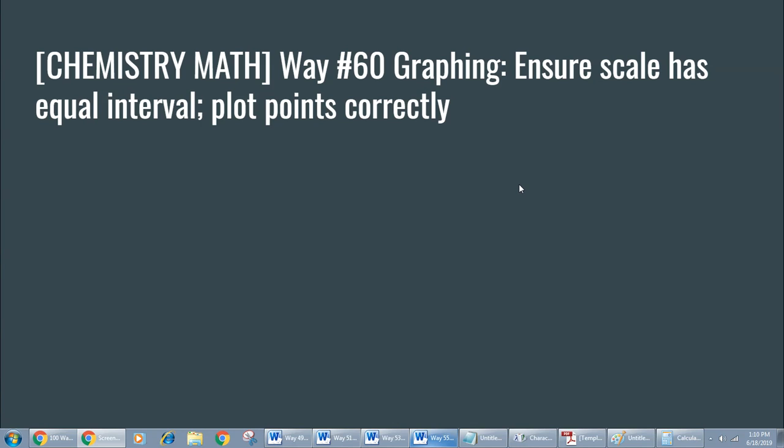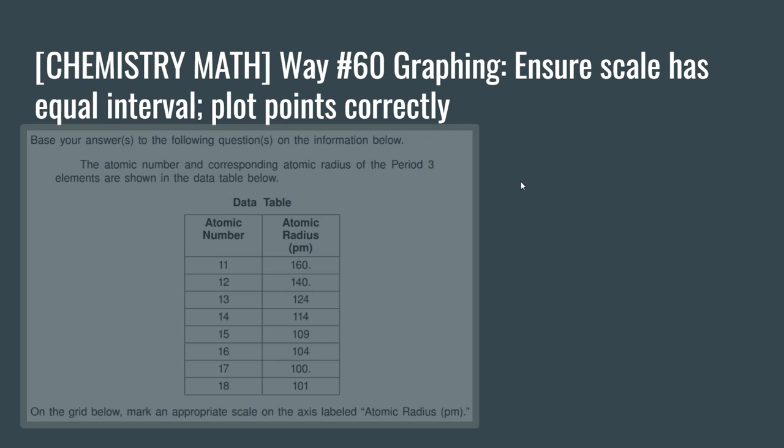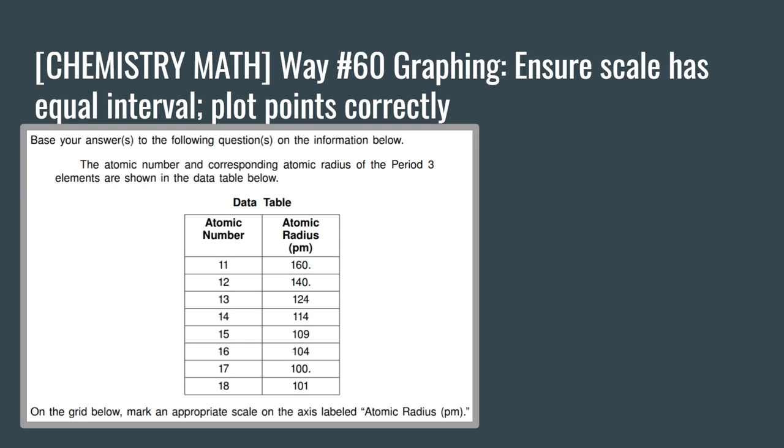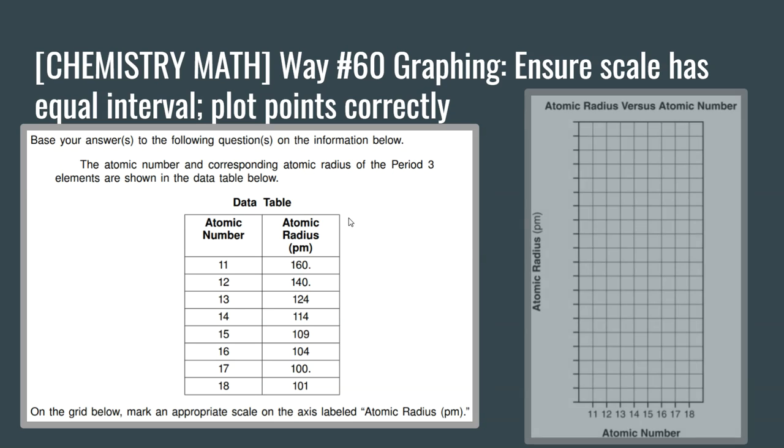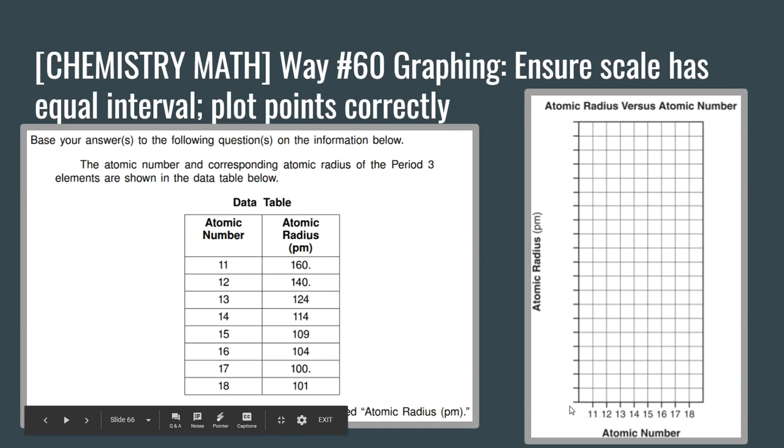The Chemistry Regents is notoriously strict when it comes to your graph. Let's try some problems. The atomic number and corresponding atomic radius of the period 3 elements are shown in the data table below. So here I'm shown atomic number and the corresponding atomic radius in picometers. On the grid below, mark an appropriate scale on the axis labeled atomic radius in picometers. So it expects you to use this data and come up with an appropriately spaced interval that will accommodate all these numbers up to 160.